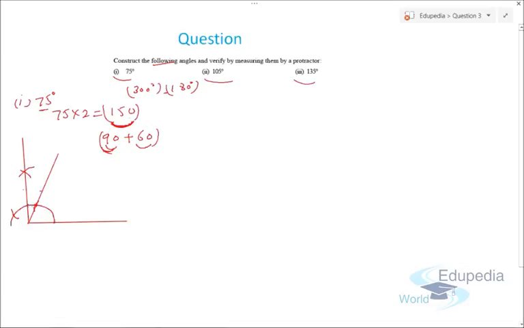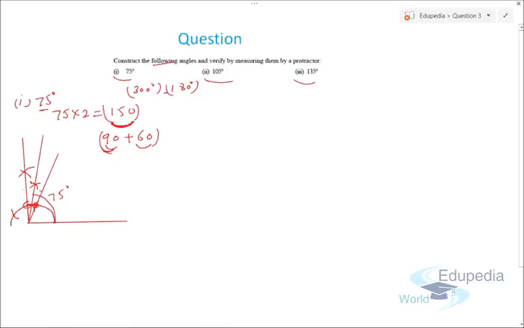So what we need to do is open the compass to this length of arc, right? Then keeping this as point, we draw one arc like this, and this as point, we draw another arc like this. Then we join a line like this, so we get a 75-degree angle. So this is 75-degree angle. So this is how we can draw 75-degree angle.